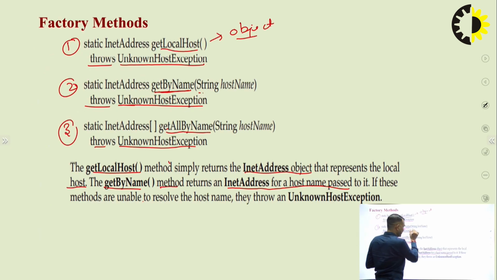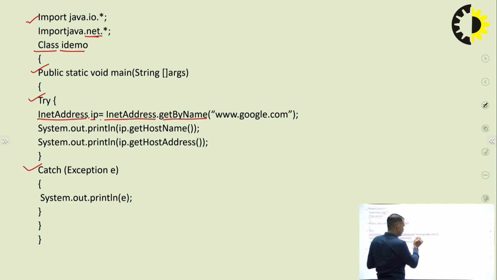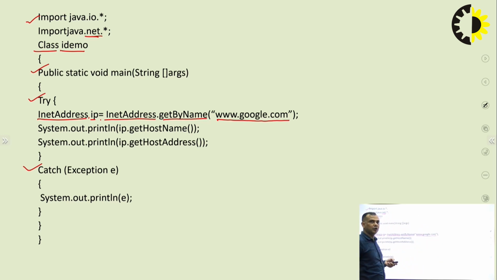In the brackets, we have to define the host name, and the host name will be of string type. So here we have to find out the host name of www.google.com, and it will be a string. Now we have to print with System.out.println. What do we print? We find out its host name, so we apply ip.getHostName.